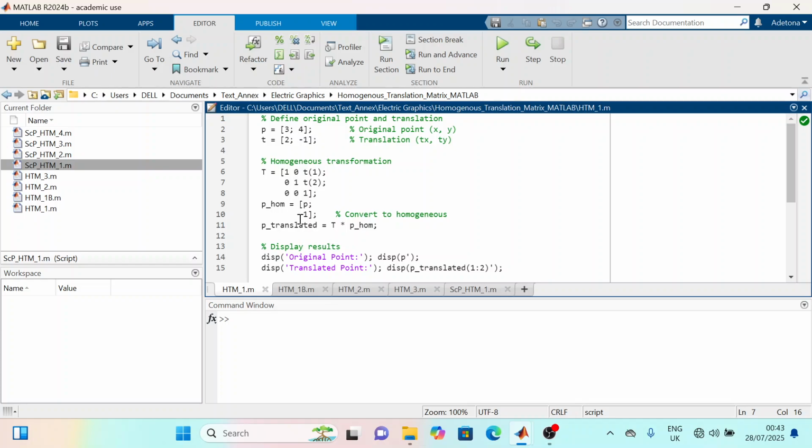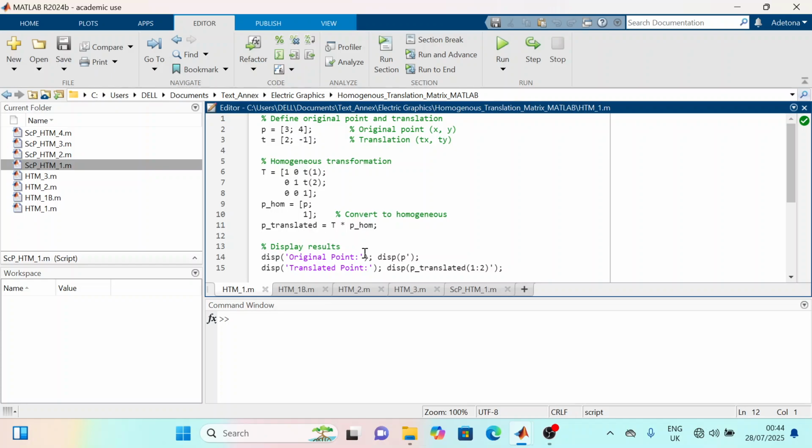Why are we doing this? We are doing it in such a way that we can multiply the 3 by 3 homogeneous matrix with that of the 3 by 1 homogeneous point. So having done that, we can now carry out our translation by multiplying the transformation matrix by P of homogeneous, the position of homogeneous, that is point P that has been added with 1. Having done that, we are now ready to display our result.